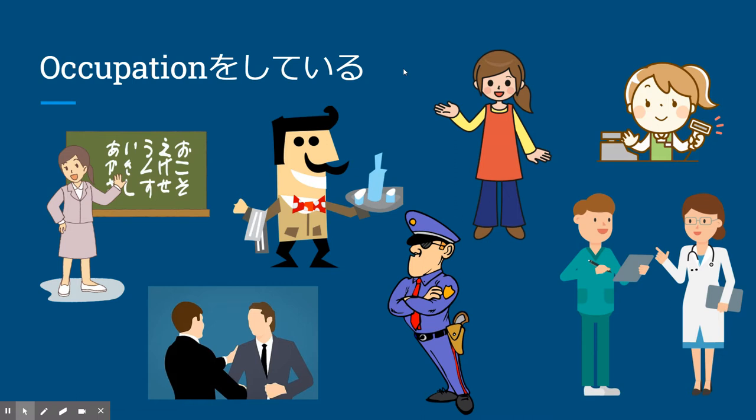So when you're saying that, oh, that's your job, you might say sensei wo shiteimasu. Tenin wo shiteimasu, ueta wo shiteimasu, isha wo shiteimasu, kangofu wo shiteimasu, sarariman wo shiteimasu. Anata wa nani wo shiteimasu ka? Doesn't always mean what are you doing. It sometimes means what is your occupation or what do you do for a living.